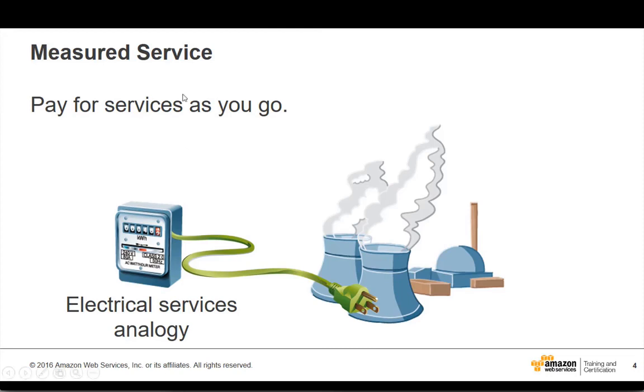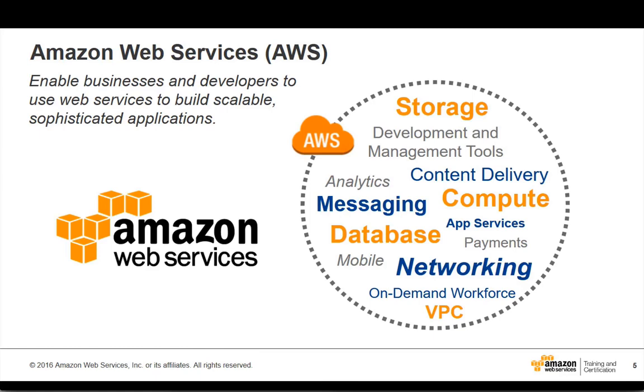You should pay for services as and when you need them. And this is how we think of it. We think of them as measured services. And Amazon Web Services as a whole has many, many products, so you'll see that shortly. But ultimately what we do is we help businesses and devs to use web applications to build scalable, sophisticated, powerful applications. These are the main subject criteria which we're going to talk about in this course.